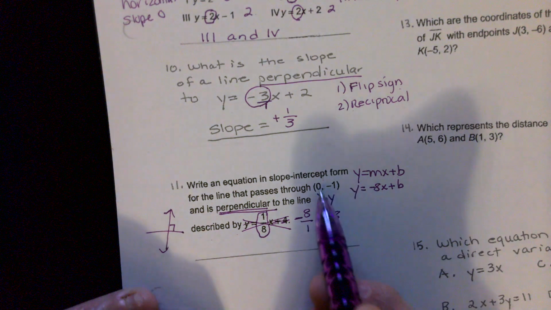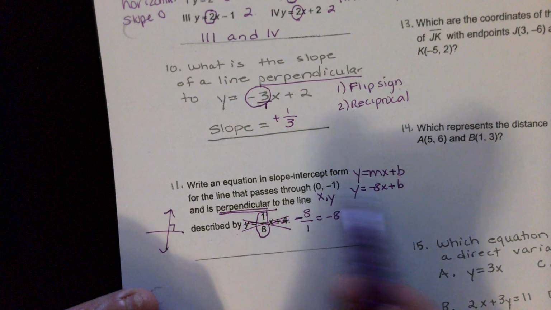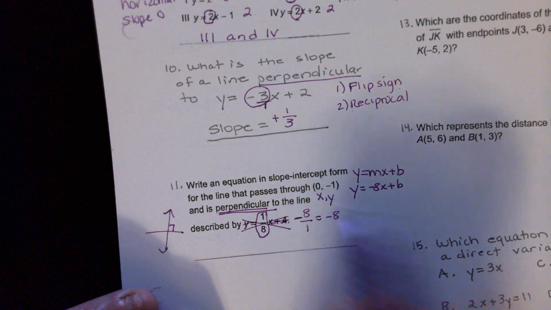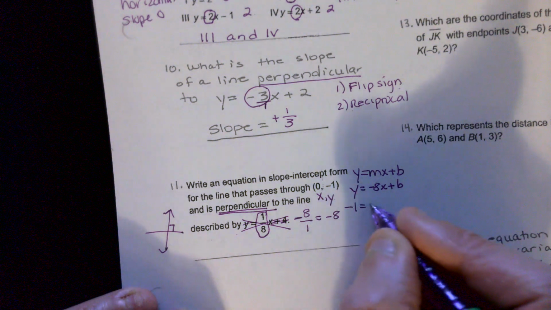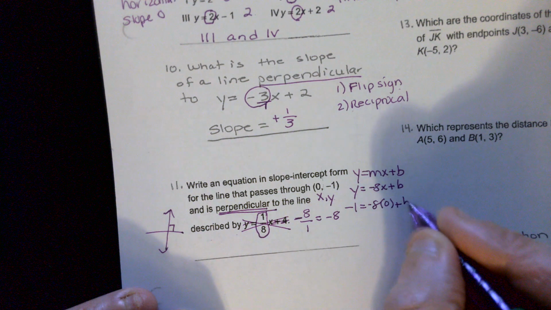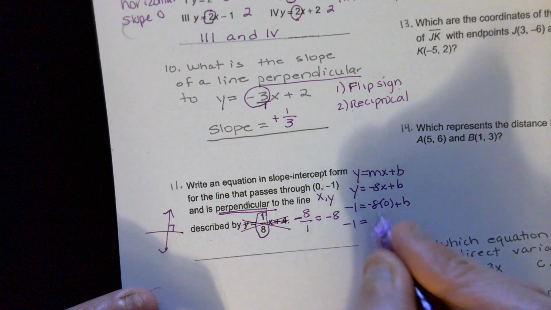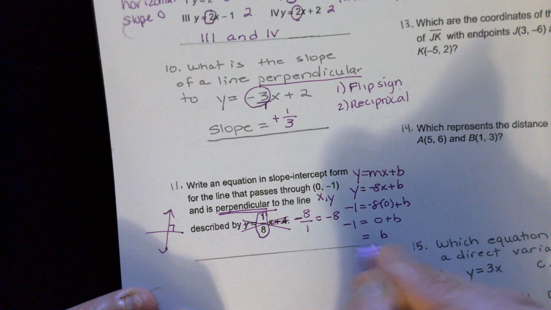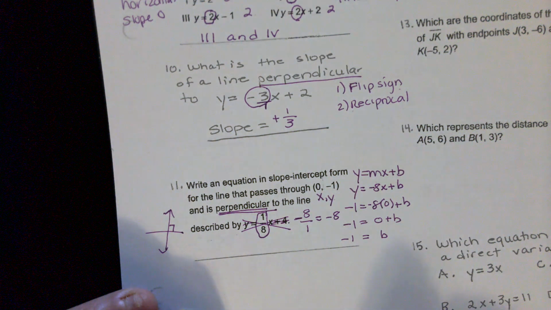Now what I have is an x and a y, so I can plug in my x and my y, figure out b, and then go back up and put it in there. I'm going to put the negative 1 in for the y and the 0 in for the x and solve. Anything times 0 is 0. So b is equal to negative 1.